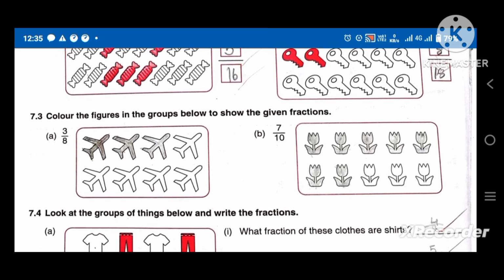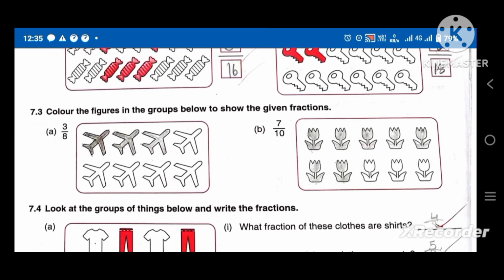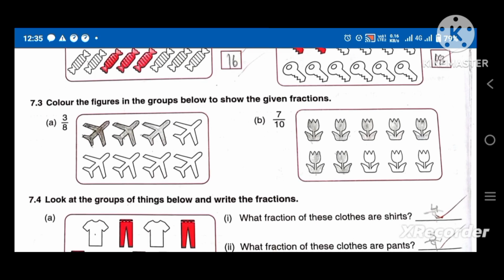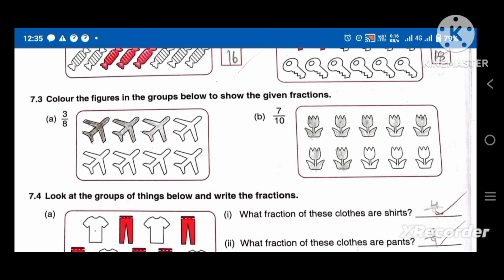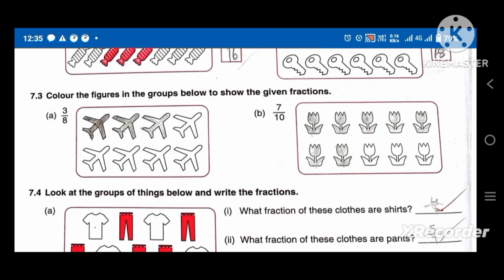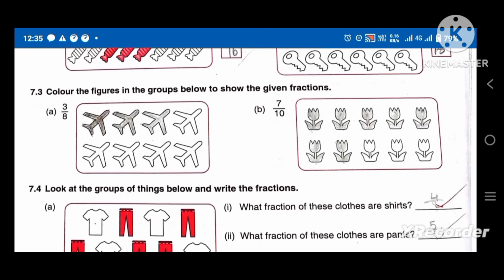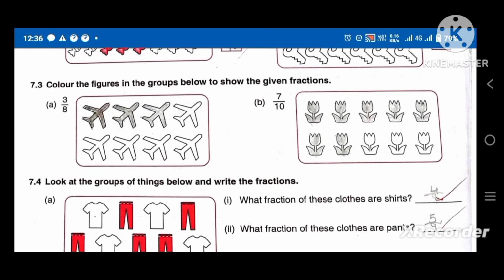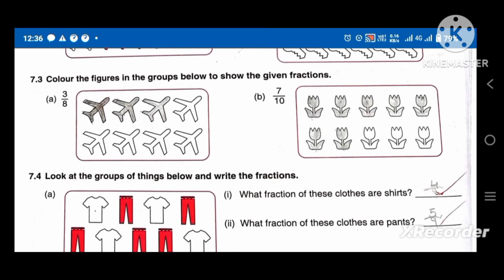7.3. Color the figures in the groups below to show the given fractions. 3 by 8 means here are 8 aeroplanes. We shade the 3 aeroplanes. B. 7 by 10. 10 flowers are there. We can shade 7 flowers.